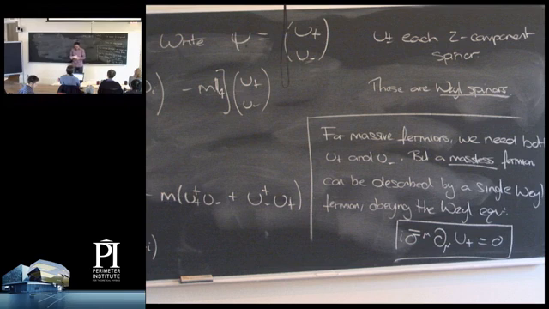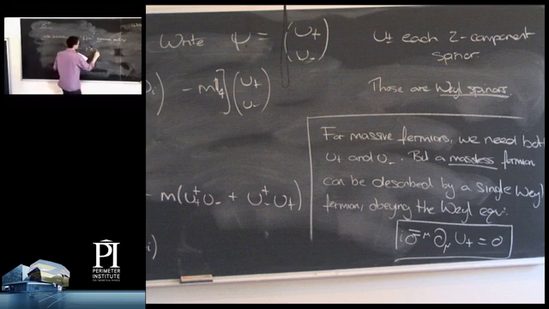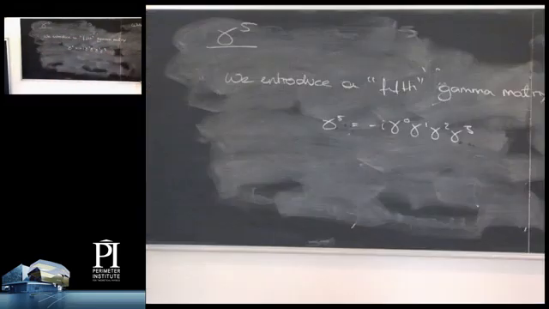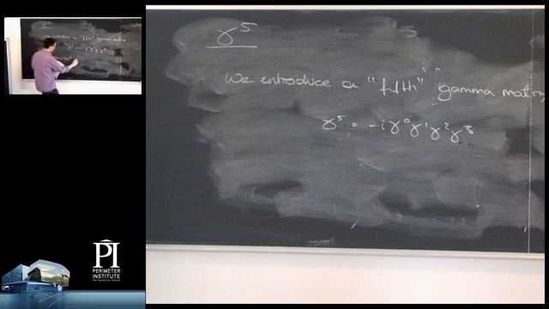Okay? And we'll introduce this thing called gamma 5. So we introduce a fifth gamma matrix. And we get this just by taking all the four gamma matrices and multiplying them together. Okay? It's dead easy. So you can convince yourself that this has certain properties. Firstly, it anti-commutes with the first 4 gamma matrices that we came up with. And secondly, it squares to 1.